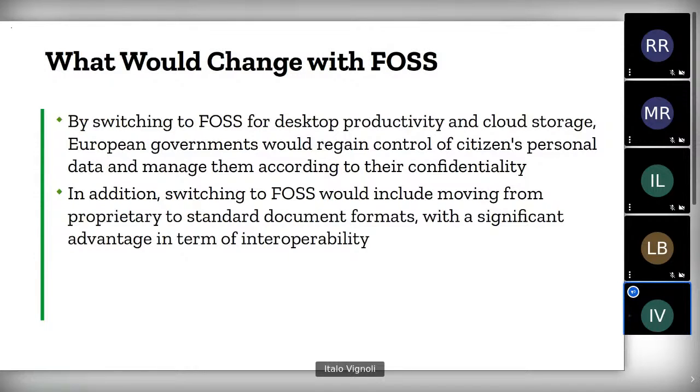And also switching to free open source software would include moving from proprietary to standard document formats, and this would represent a huge advantage in terms of interoperability, and in addition, in terms of security of data, because we should always remember that proprietary document formats are less secure by a factor of 10 in comparison with open source, with open document standards.